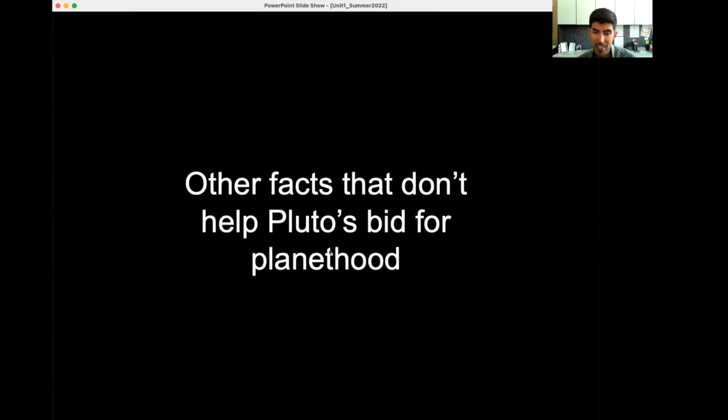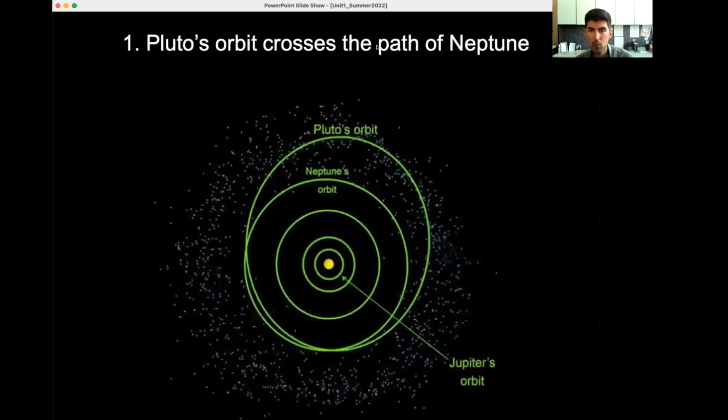There are some other facts that don't help Pluto's case for being a planet, but ultimately these were not included in the rationale for the decision. First up, Pluto's orbit crosses the path of Neptune. So here's Pluto's orbit, and as you can see, it crosses the path of Neptune. There are times in its path that it is closer to the sun than Neptune. So that doesn't help. There are no other planets that cross the paths of other planets, and so Pluto doing this is fairly strange for a planet.